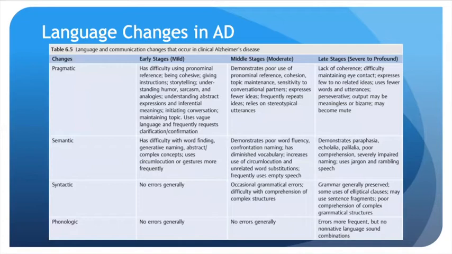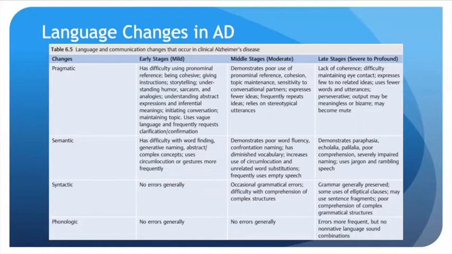So, language changes in Alzheimer's disease. Grossly speaking, you could categorize Alzheimer's disease as having an early, a middle, and a late stage. There will be primarily minor, mild issues in the early stages. They might have some difficulty with giving instructions, storytelling, being cohesive, some word finding issues potentially, maybe some problems with complex concepts.